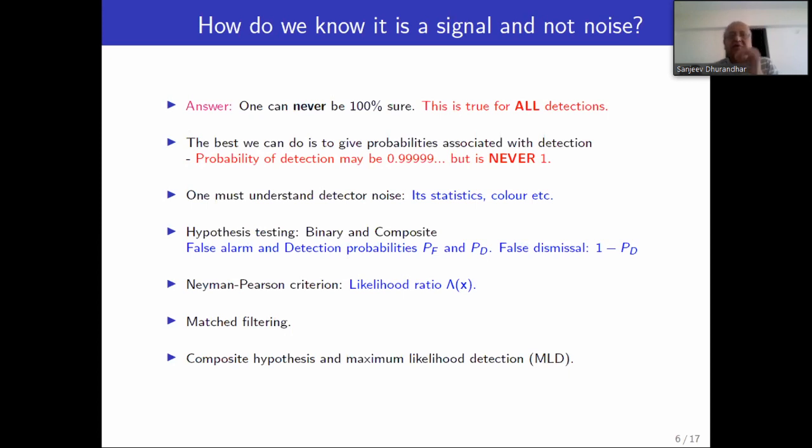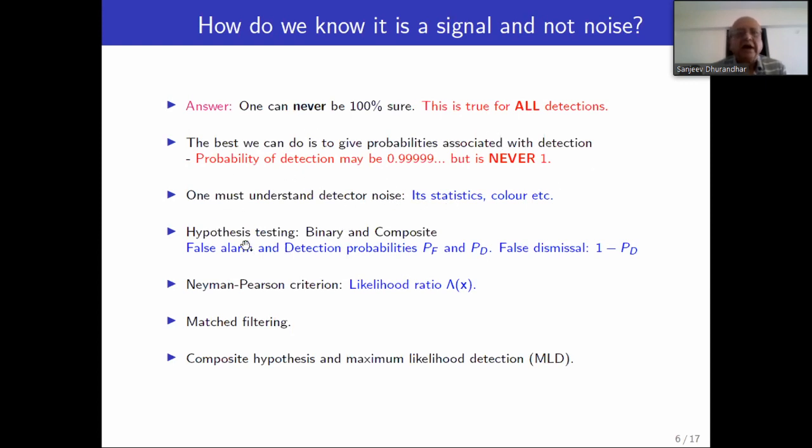There is always something small, one something that is left out. So one can never be 100% sure. So what best can we do? What best we can do is define things like detection and false alarm probability, and there's a whole literature which tells you how this has to be done in statistics. In order to do this, several things have to be done.